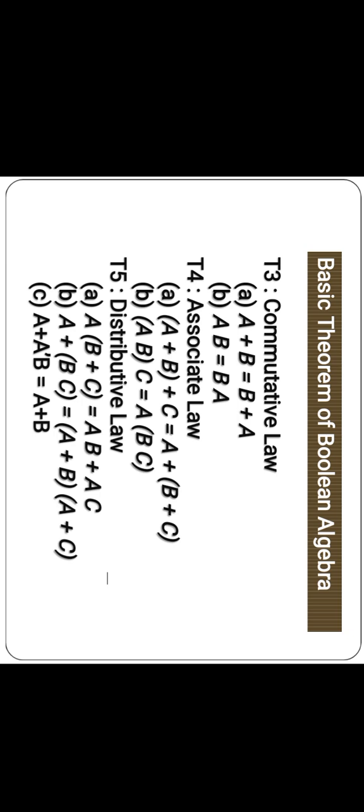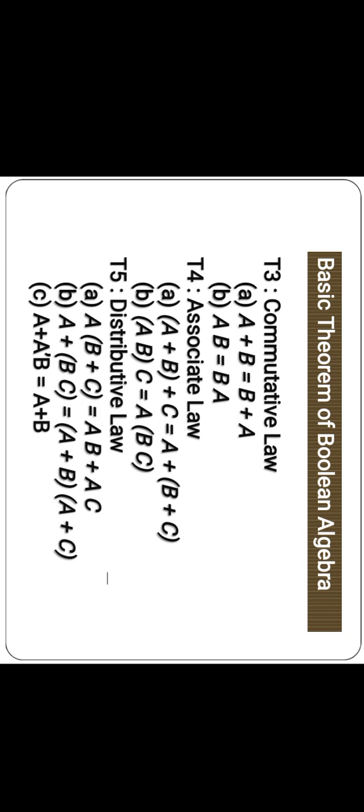Next theorem is distributive law. A into (B plus C) equal to AB plus AC. This is the first law. It states that ORing several variables and ANDing the result with a single variable is equivalent to ANDing the single variable with each of the several variables and then ORing the products.